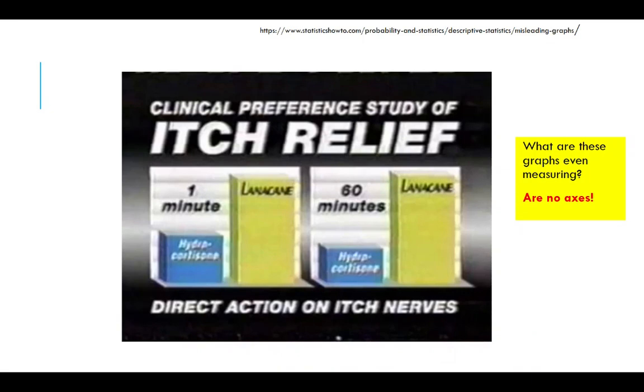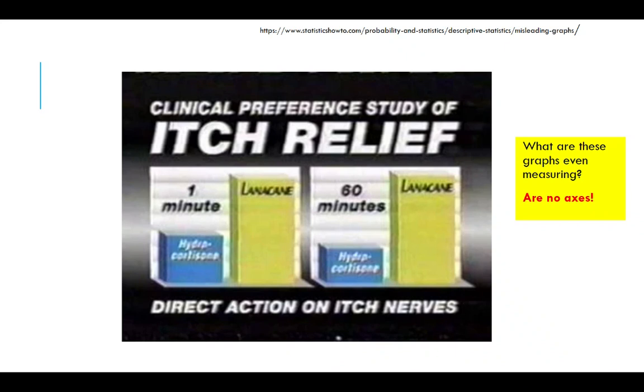Now, this one I love. Clinical preference study of itch relief. So this was used in some kind of advertisement. So look at this. On the left, we've got hydrocortisone, and I know it's a little blurry, versus Lanacaine. In 1 minute, we see this big difference. But 60 minutes later, hydrocortisone and Lanacaine, we see a big difference.